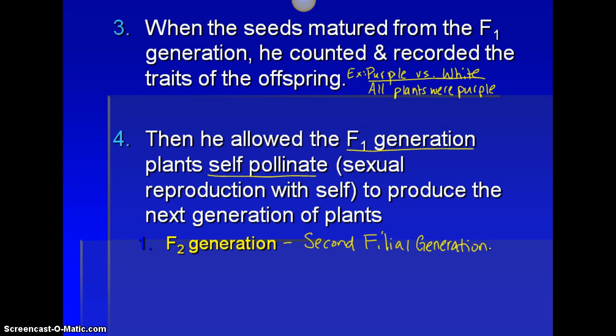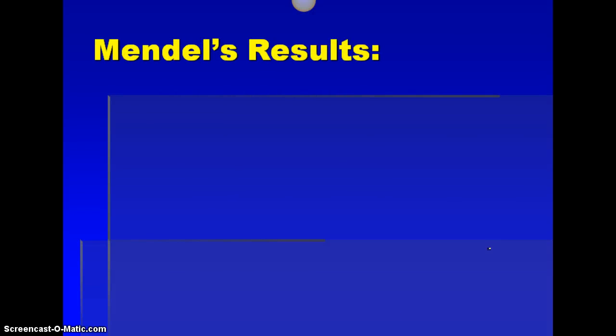Okay, so we're going to make some Punnett squares, and in your notes packet, you can take a look at the bottom of the notes packet to be able to fill these in. In your notes packet, it actually says F1 Punnett square, but we're going to change that to P Punnett square. So if you are following along there, make sure you change the F1 to a P. And we're going to look at the purple versus white.